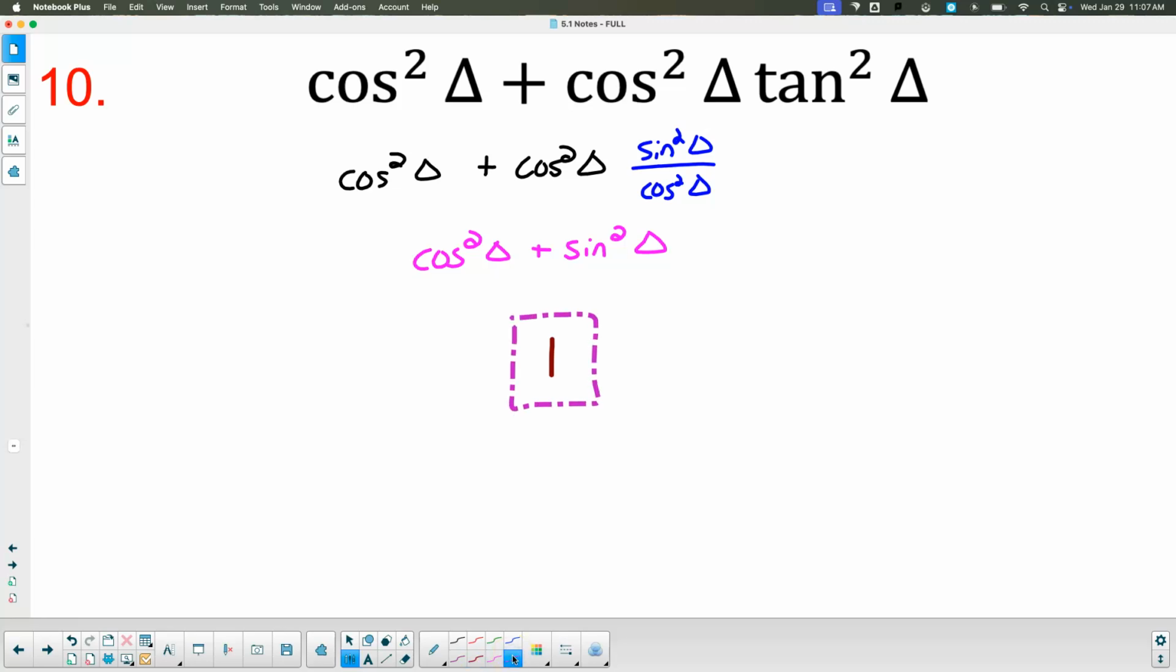Only way to do that problem? No. Could have factored out a cosine squared. Then saw that you had 1 plus tangent squared. 1 plus tangent squared is secant squared. Secant squared is 1 over cosine squared. Cosine squared times 1 over cosine squared is 1 also. Okay, so again, many ways to do these problems.